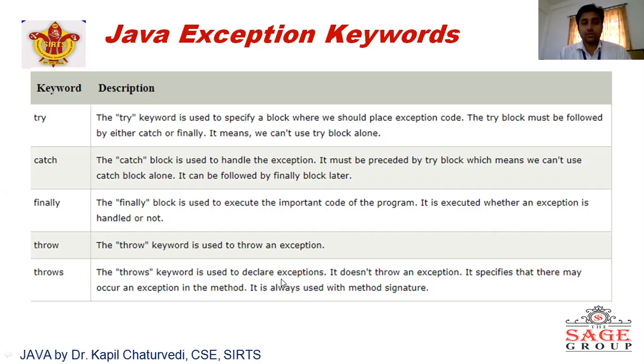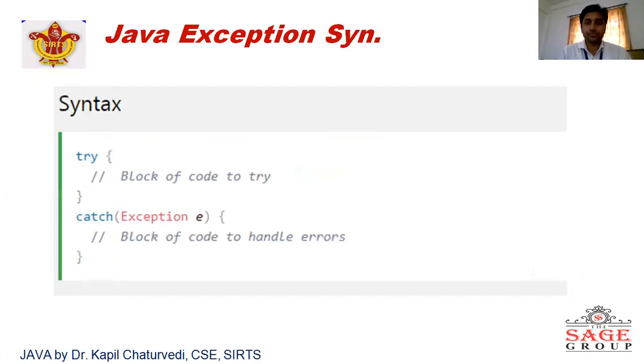The throws keyword is used to declare exceptions. It doesn't throw an exception. It specifies that an exception may occur in the method. It is always used with the method signature. It means we are not talking about a block of statements or block of code; we are talking here about the method. Whenever we realize that our method may cause multiple kinds of exceptions, we use the keyword throws. We will discuss these keywords more and understand them further in programming.